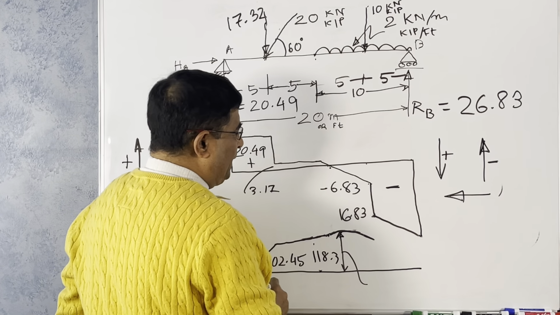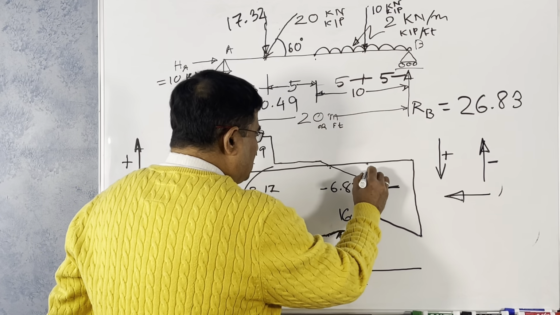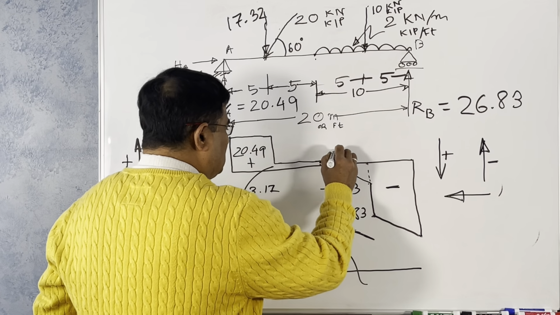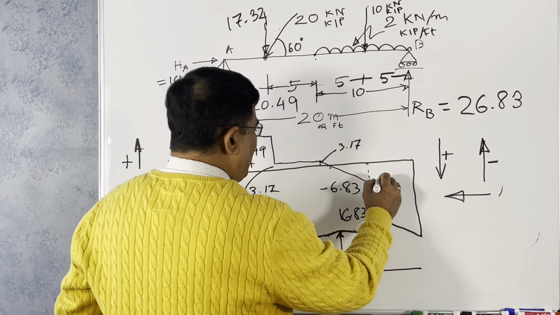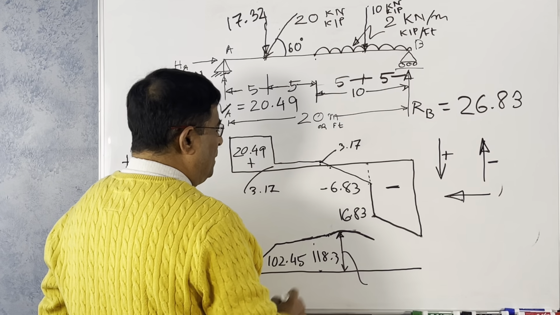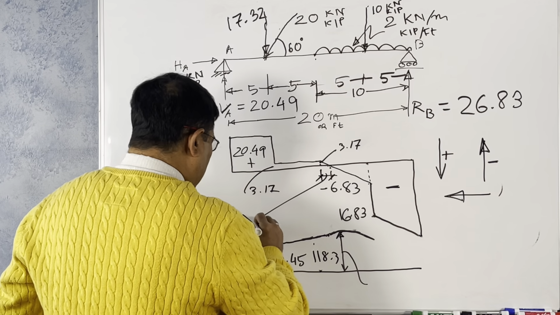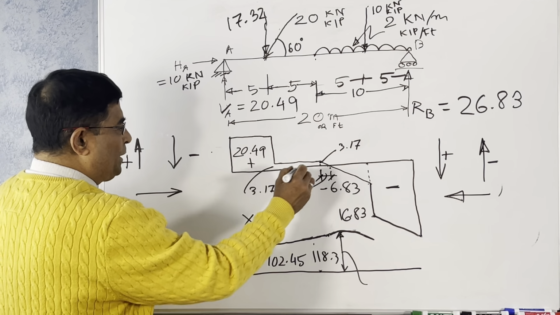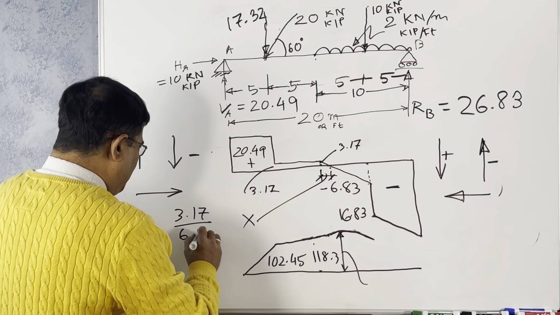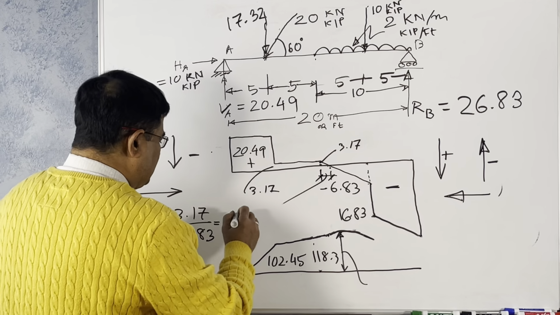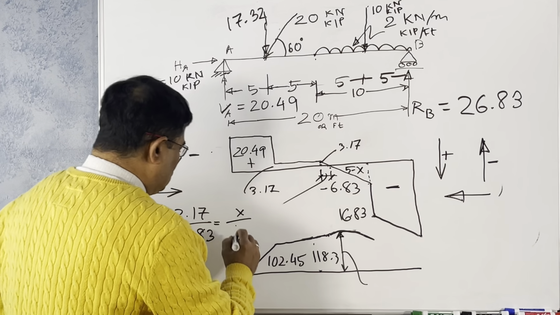You do not know, but you can calculate it very easily from here to here, using the similar triangle condition. So this is 3.17, and this value is your 6.83. Consider here to here is 5, so consider this is x. What is this value x? By similar triangles, this divided by this: 3.17 divided by 6.83 equals x divided by 5 minus x, because the total length from here to here is 5.